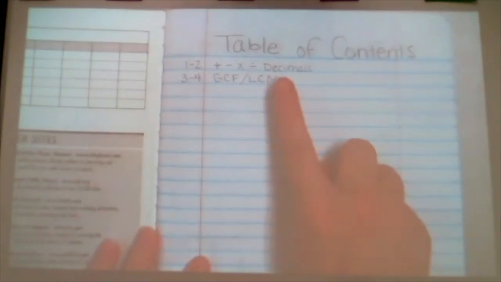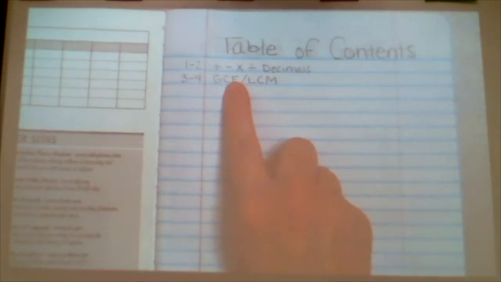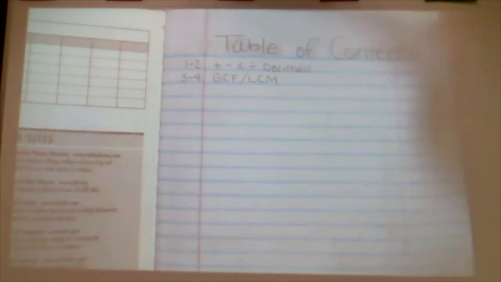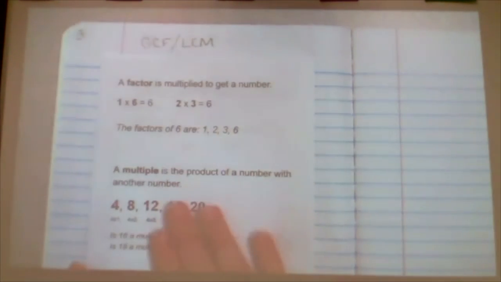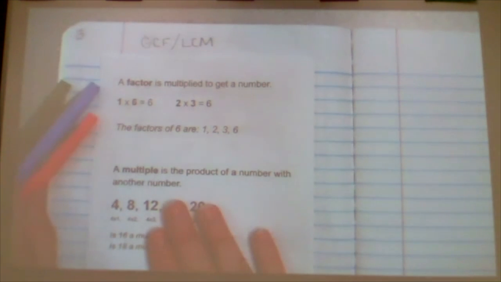So if we look at the table of contents, our GCF and LCM notes are on pages 3 and 4. So I'm going to flip all the way to page 3. It should look something like this. So the first thing I'd love you to do is grab something to write with. I'm going to use a couple different colored pens. So you can grab your colored pencils. You can use a regular pencil. I'm using orange, blue, and green today. So feel free to match mine if you'd like.